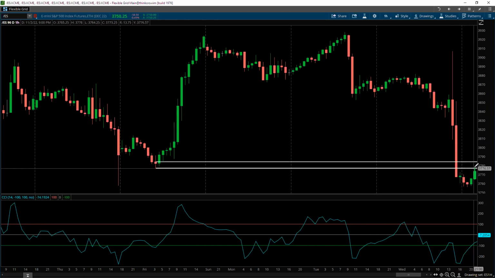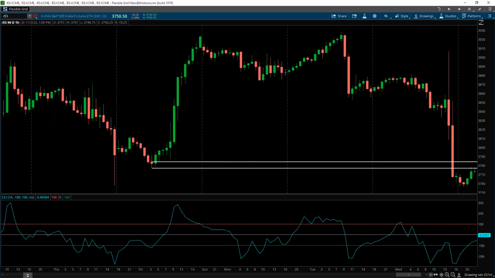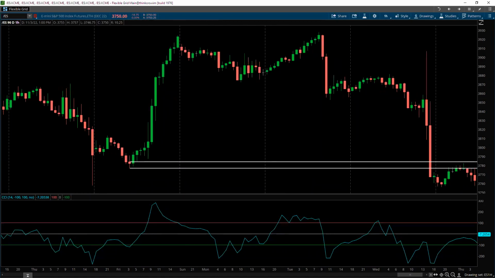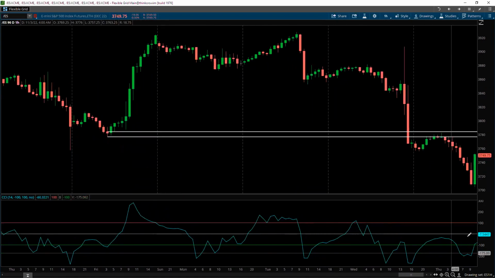Now, what do you want to do here when price comes here today? You want to watch and see what happens, but now you want to see it turns exactly here. You want to be on the sell side and look for new lows. And you see that's exactly how the market played out today.